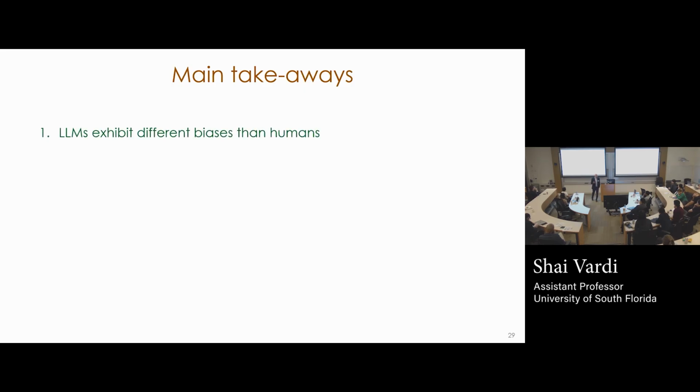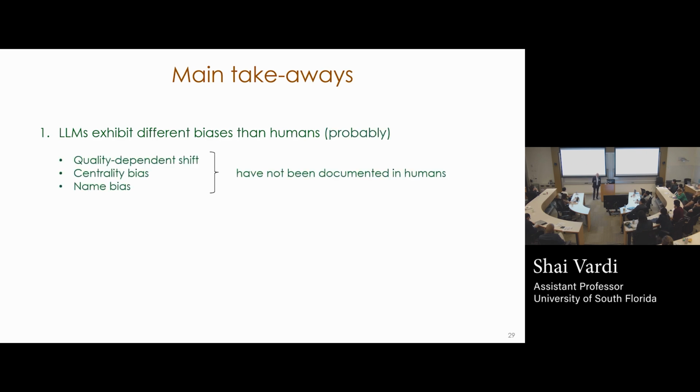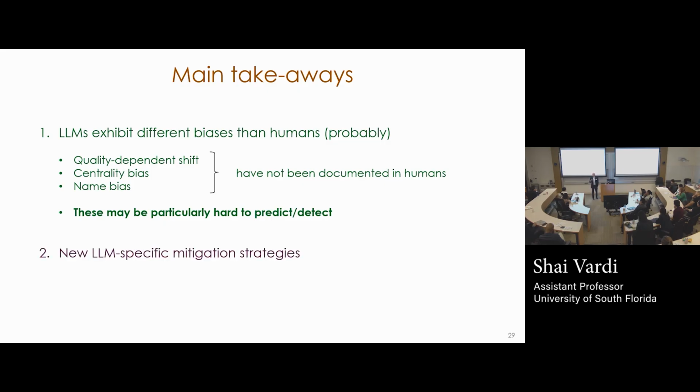So overall, main takeaways: LLMs exhibit different, new failure modes to humans. So we found the quality dependent shift, the centrality bias, the name bias. And notice that because they're different from humans, they may be hard to predict. How do you go about finding these? How do you even look for them?